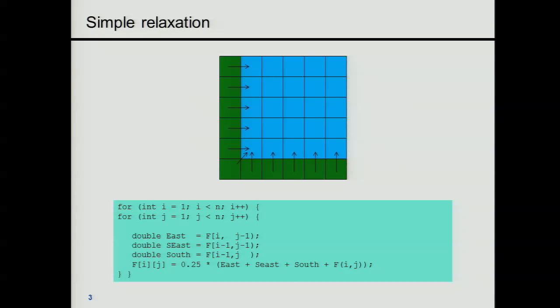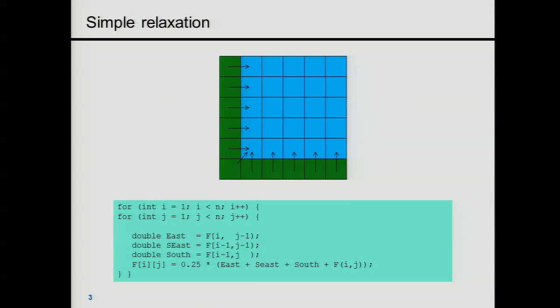Okay. So the sequential code for this simple diffusion equation, which progresses from the lower left-hand corner up to the upper right-hand corner, might look something like this. For each cell, i equal to 1 to n, we take the east value, this one. We take the southeast value, which would be the bottom value here.